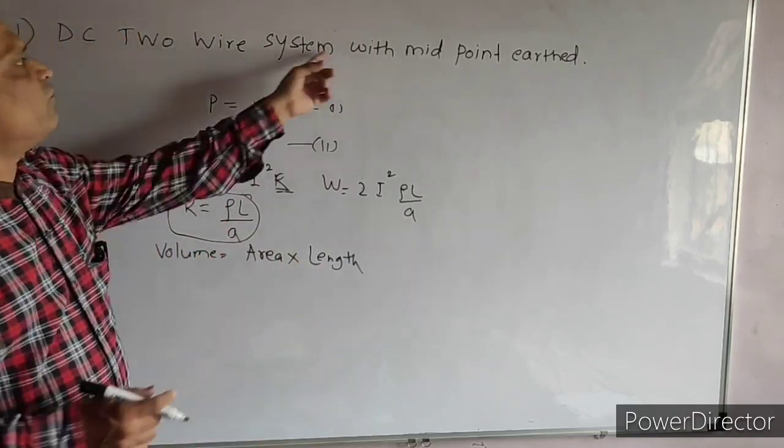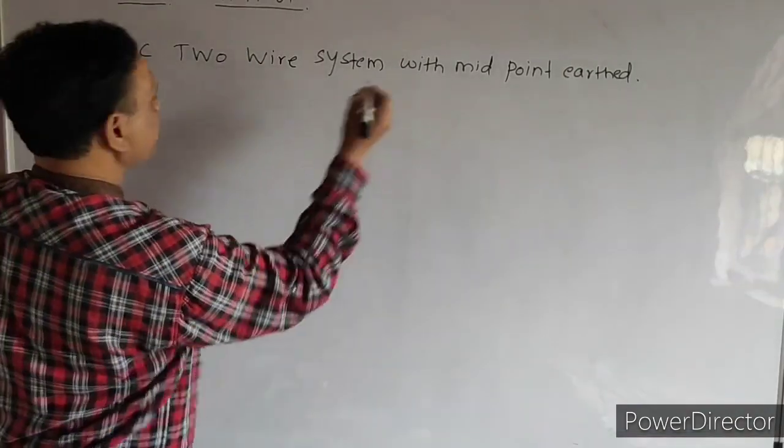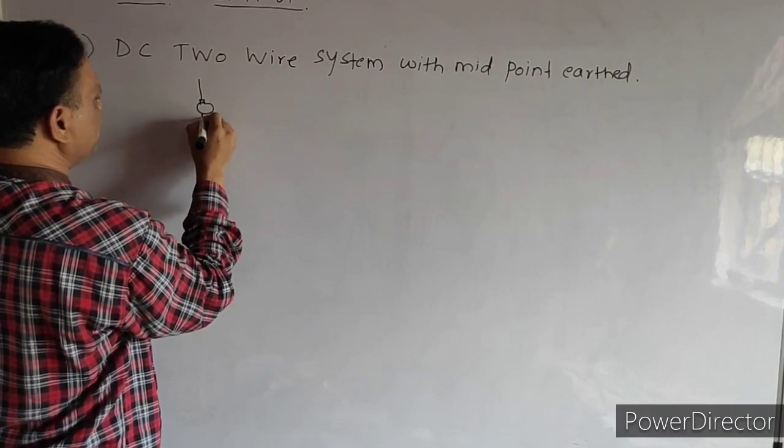Now we'll go for the first expression derivation. DC two wire system with midpoint earth. So we'll see the first alternator, the second.